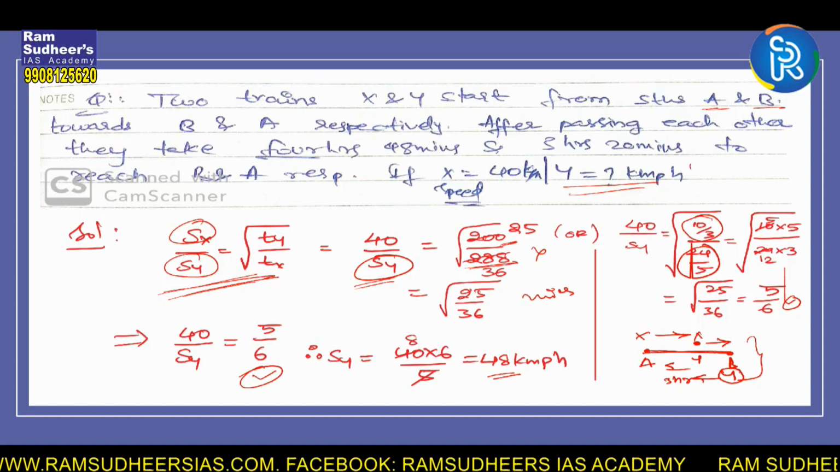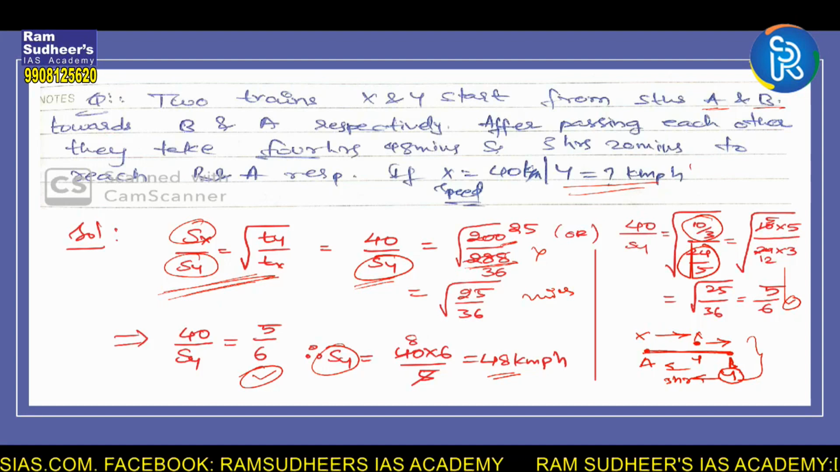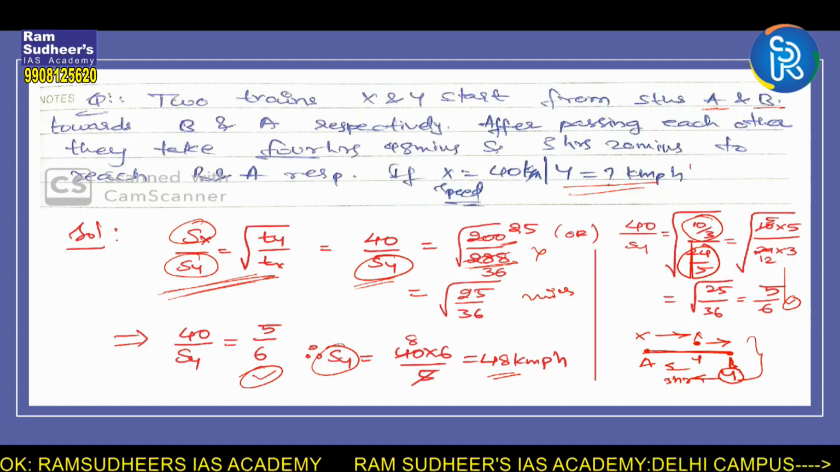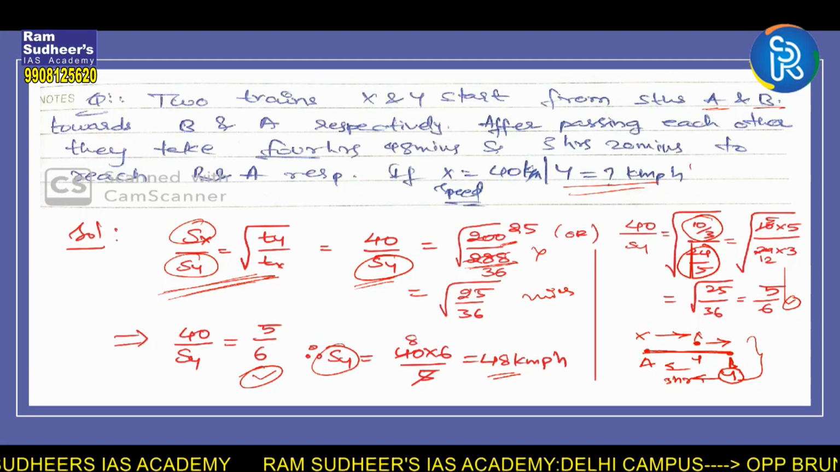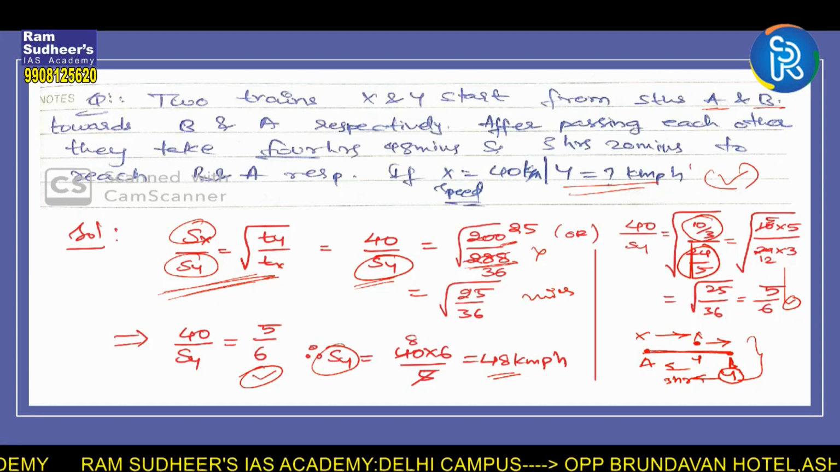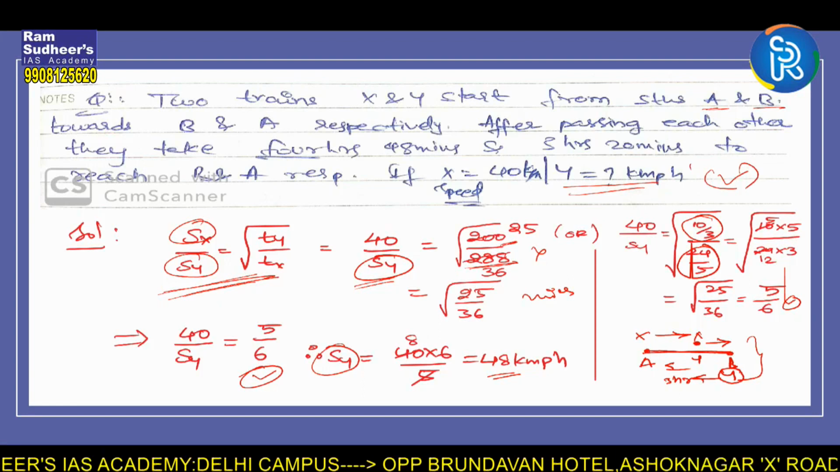Therefore, the speed of Y is 40 by 5 into 6, which is 48 kilometers per hour. You might have problems with respect to the derivation of this formula. You need not remember any such derivations. Questions of this sort will be asked directly, and therefore you can substitute those values in this formula directly and yield your answers. Moving on to the next question.